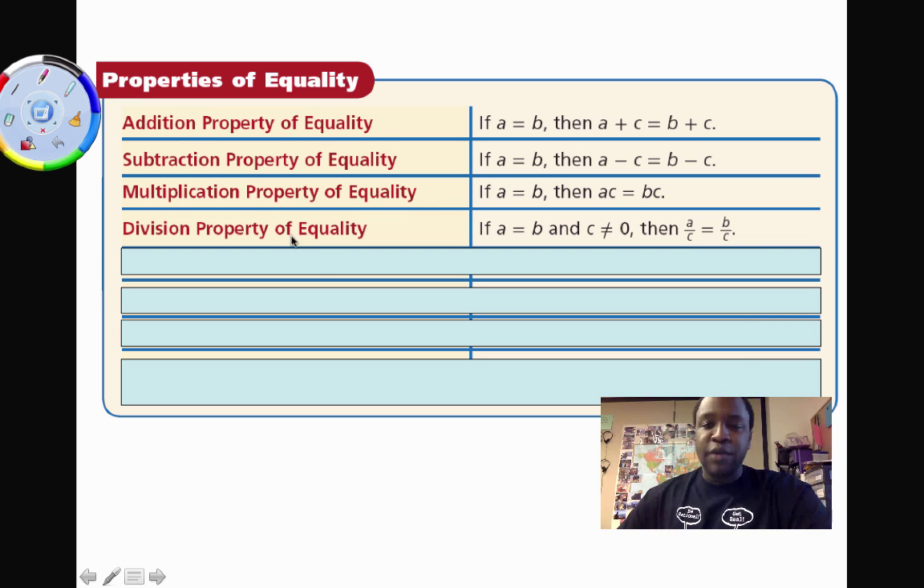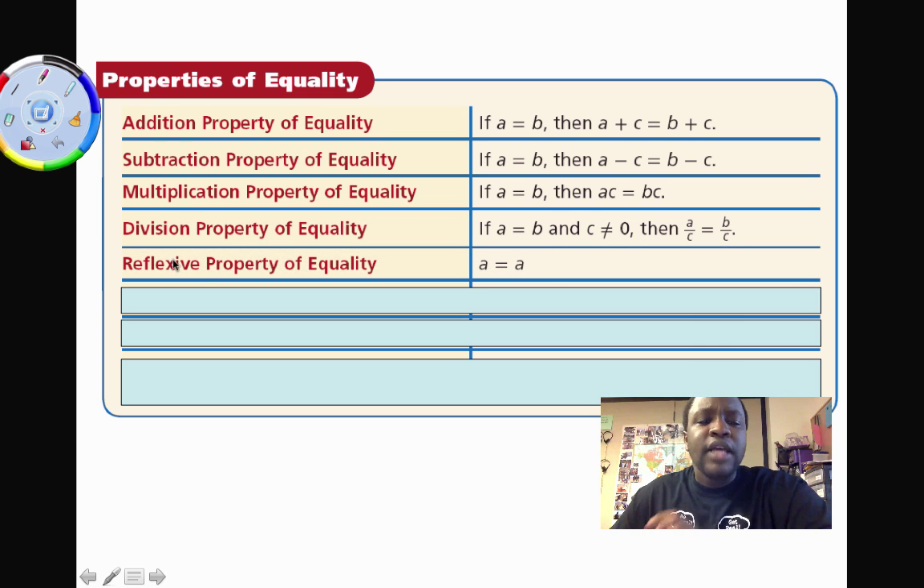The multiplication and division properties of equality show that you can multiply the same thing on both sides of the equation or divide on both sides of the equation, as long as the thing that you divide by is not zero. Something over zero is indeterminate. It's impossible to find. Now, the reflexive property of equality is kind of hard to grasp because it's like a duh, A equals A. So it's basically saying that something equals itself. When you see yourself in the mirror, your reflection and you are the same thing.